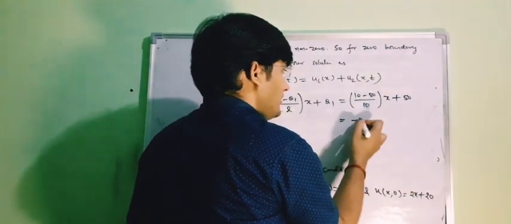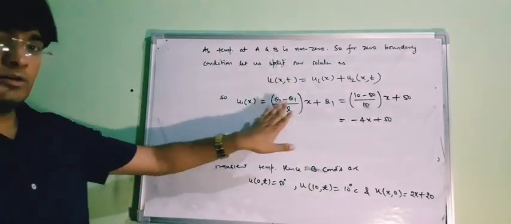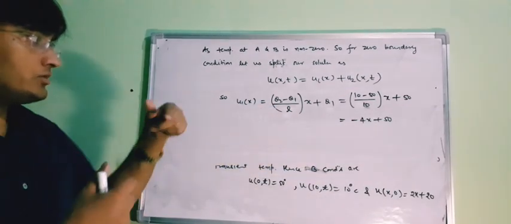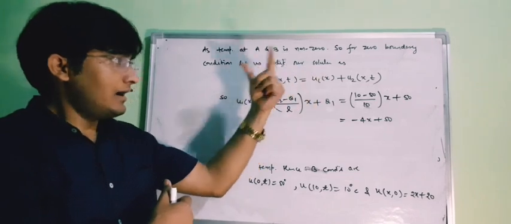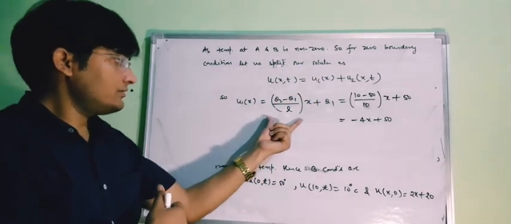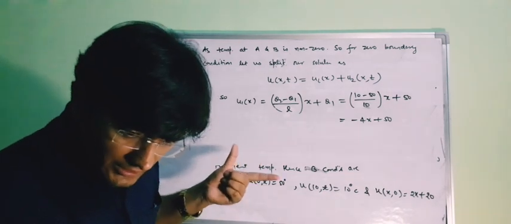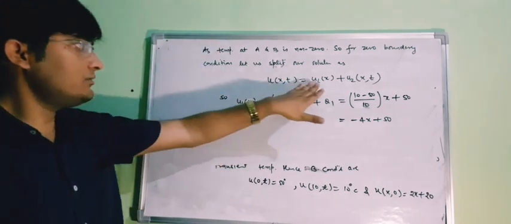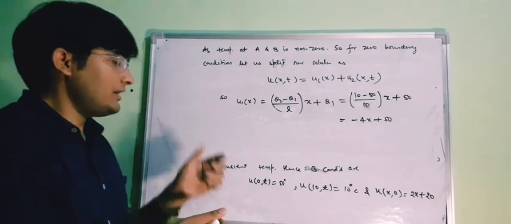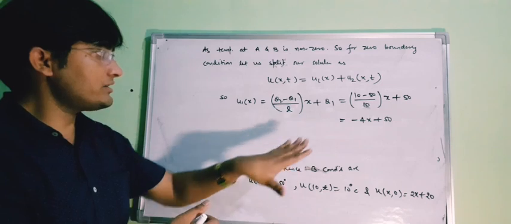So this is equal to minus 4x plus 50. Now this is your steady state temperature, because you can see that initially the temperature at A was 20 degrees centigrade and the temperature at B was 40 degrees centigrade, and then suddenly the temperature at A is raised to 50 degrees centigrade, and at the same time the temperature at B is lowered to 10 degrees centigrade.